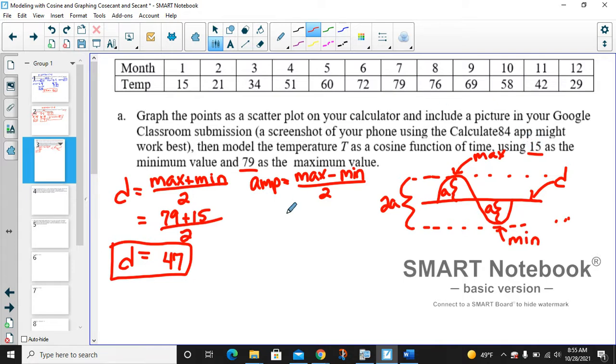All right. So I'm just going to go ahead and do this because I think it's easy to remember: max plus min divided by 2, and max minus min divided by 2. You just change the plus to a minus, right? So in this case, we're going to get 79 minus 15 divided by 2. That's going to give me 64. So 64 divided by 2 is 32.